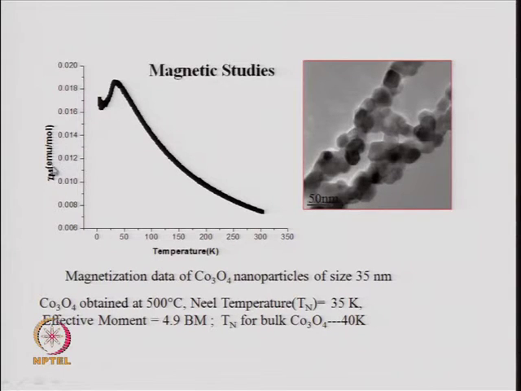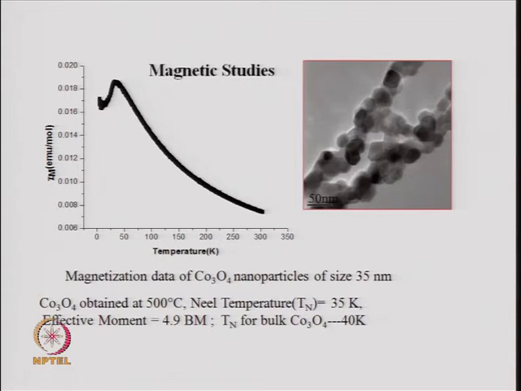So, its units are EMU per mole, which is electromagnetic units per mole, and here you have temperature, and you see that as you cool, like any paramagnet, the susceptibility will increase, or magnetization will increase as you cool with temperature, but at a particular temperature, which is the Néel temperature, you start a decrease in the magnetization or the susceptibility, and this temperature is called the Néel temperature, because cobalt oxide is known to be an antiferromagnetic substance.